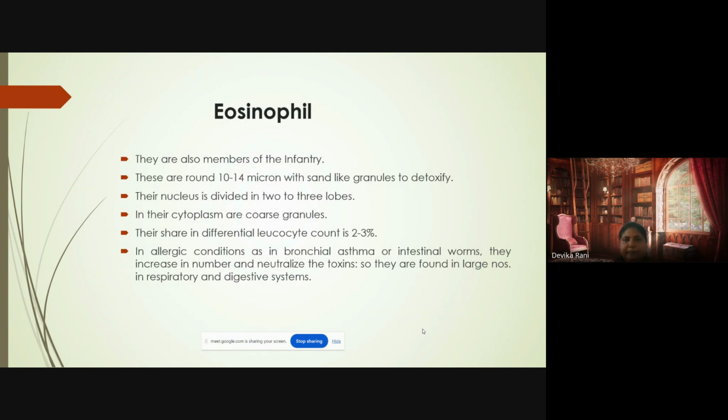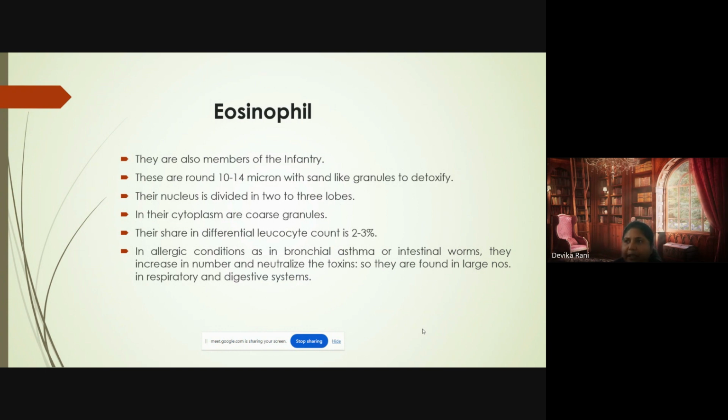In allergic conditions such as bronchial asthma or intestinal worms, eosinophils increase in number and neutralize the toxins. Whenever there is an allergic condition in the body, they are released and then they work on the pathogens causing this allergy. They are found in large numbers in respiratory and digestive systems. So please remember, in allergic conditions, eosinophil plays a role.